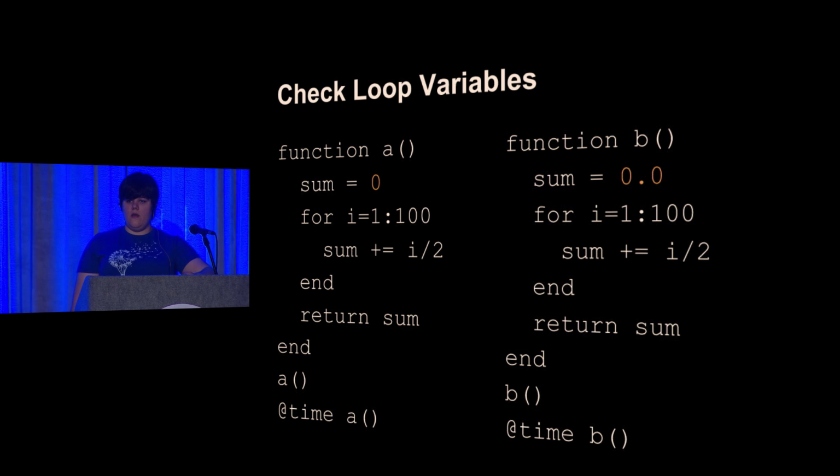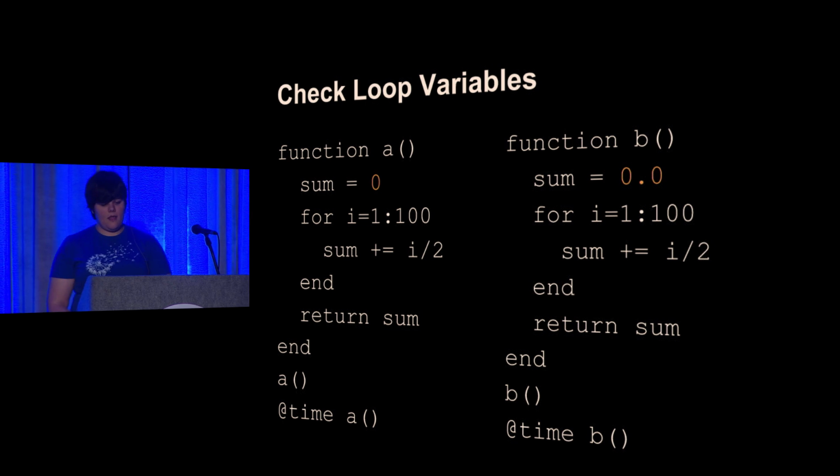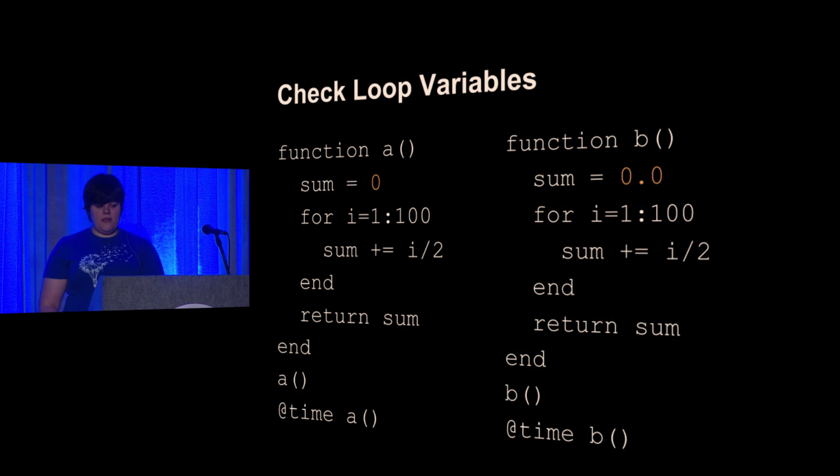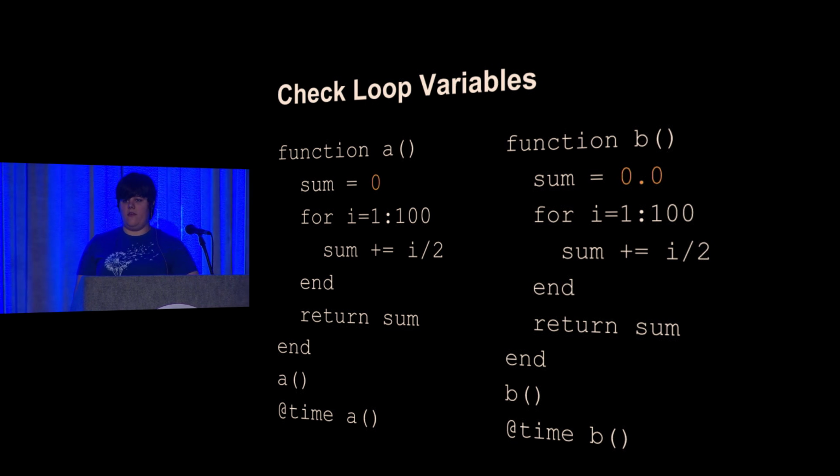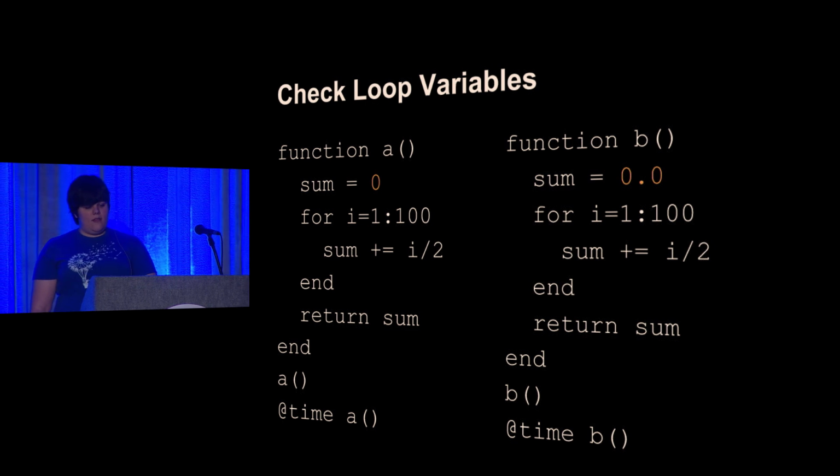Its value was an int, and then the first time through the loop, it changes to a Float64. For the rest of the loop, it's going to happily be Float64s all the way through and return a Float64. On the right, in B, we have sum equals 0.0, 2 characters different. 0.0 is a Float64 literal, so sum starts out as a Float64 and stays that way the whole time. So sum's type is stable in B. It does not change during the loop.